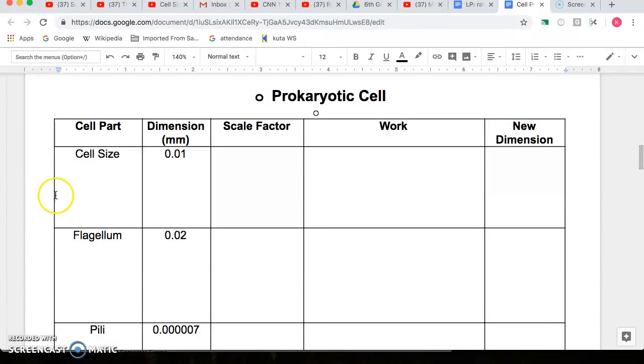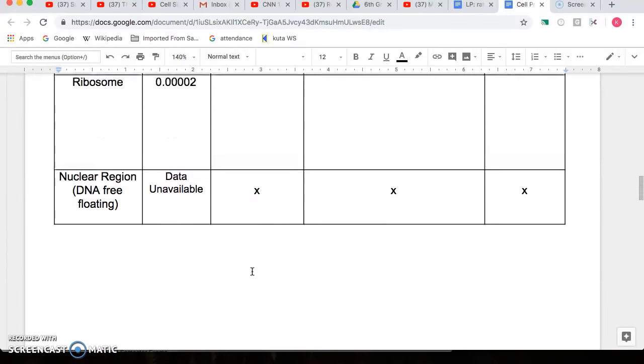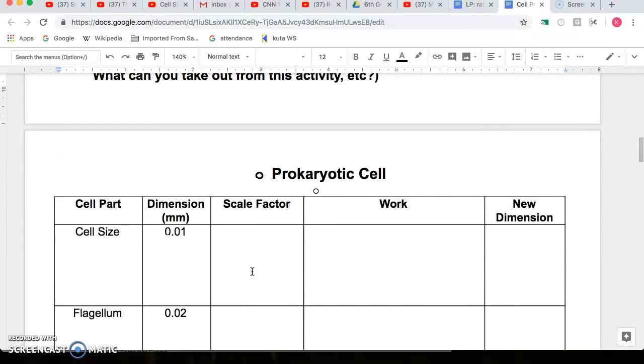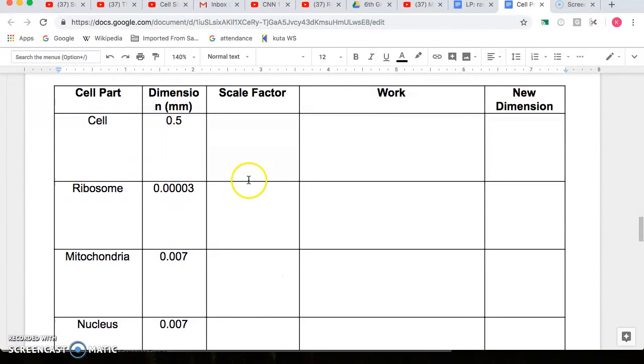Then you have some charts. You're going to choose that one scale factor, and you're going to put it in every one of these boxes. Not just for the prokaryotic cell, but also on the next page for the eukaryotic cell, the same scale factor.